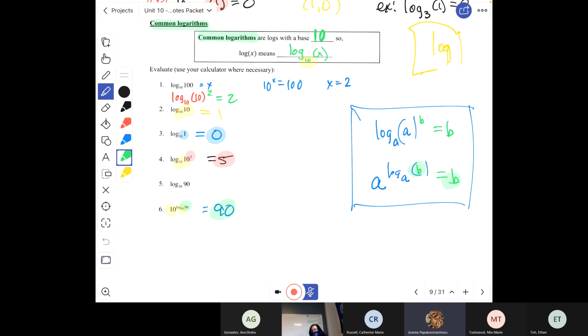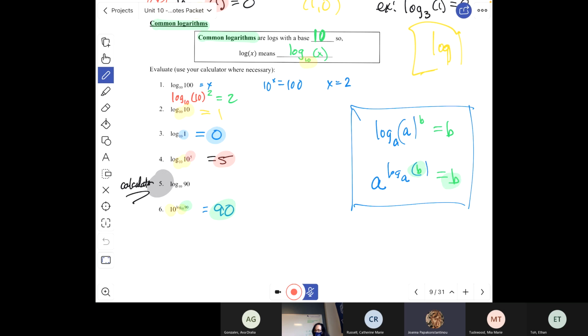5, we have to use a calculator. So let's go ahead and put this in the calculator, find the log button. Do you see where it is, or do I need to pull up the TI emulator? Find the log button and then enter in 90. So this one is a calculator problem. This one we can't do with any of our beautiful properties. This one we need a calculator.